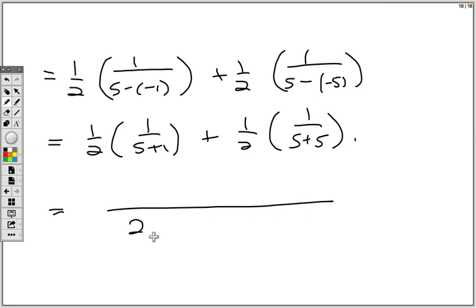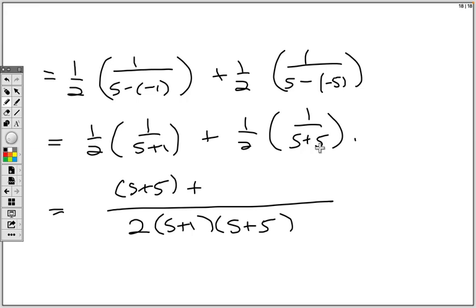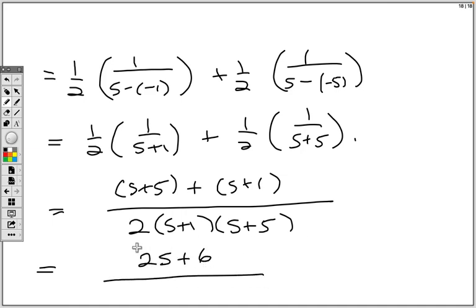So we need a factor of 2, a factor of s plus 1, and a factor of s plus 5. So the first term is missing that factor of s plus 5, so I'll put that up there. The second term is missing a factor of s plus 1, so I'll put that up there. So I'd get a 2s plus 6. And then I guess we could factor that out if we wanted to. And I guess I could factor the 2 out on top and get down to here.